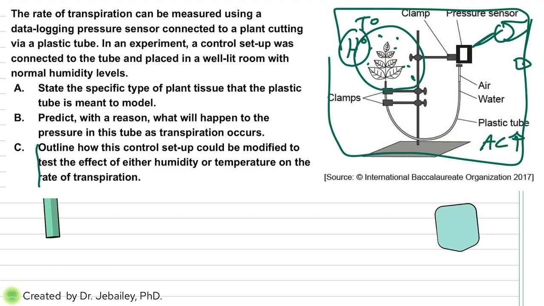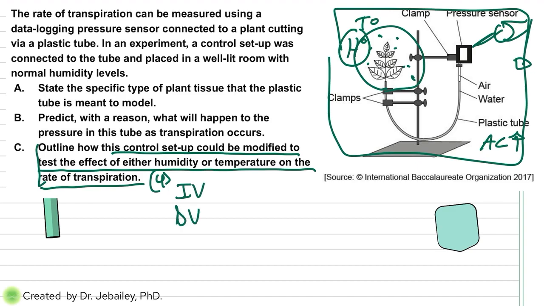So outline how this control setup could be modified to test the effect of humidity and temperature. Depending on the question, if you see 4 points, describe not only the humidity, but also talk about the other ones. That means talk about the independent variable, the dependent variable, as well as the control variables. Talk about all of these to get that 4 points. If it says just 1 point, then say how you're going to fix these two.